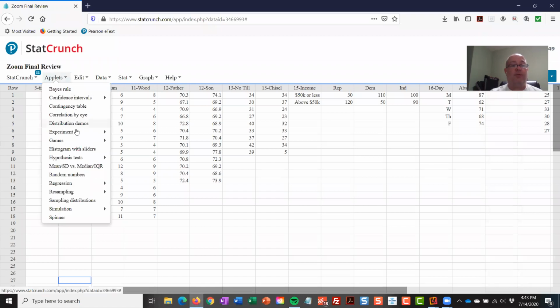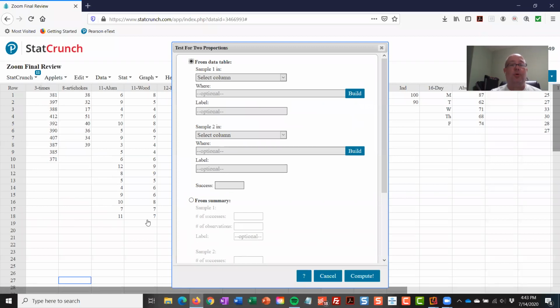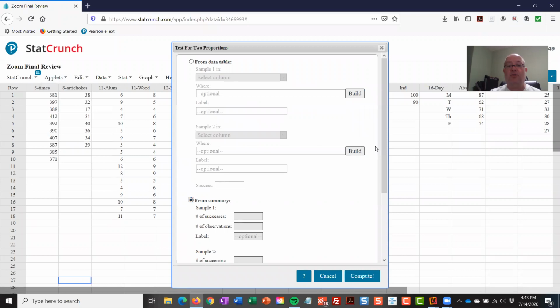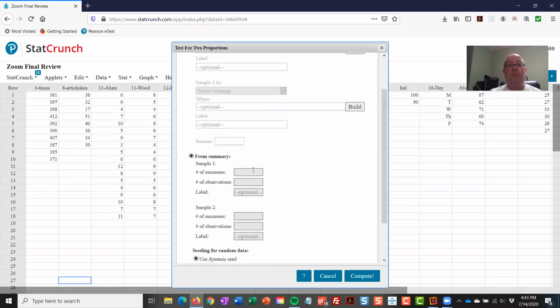This is under applets, resampling, randomization test for two proportions. We're going to select from summary at the bottom half of this screen. Sample 1 was the males. That was 9 out of 60. And for the label, I'm just going to put M.